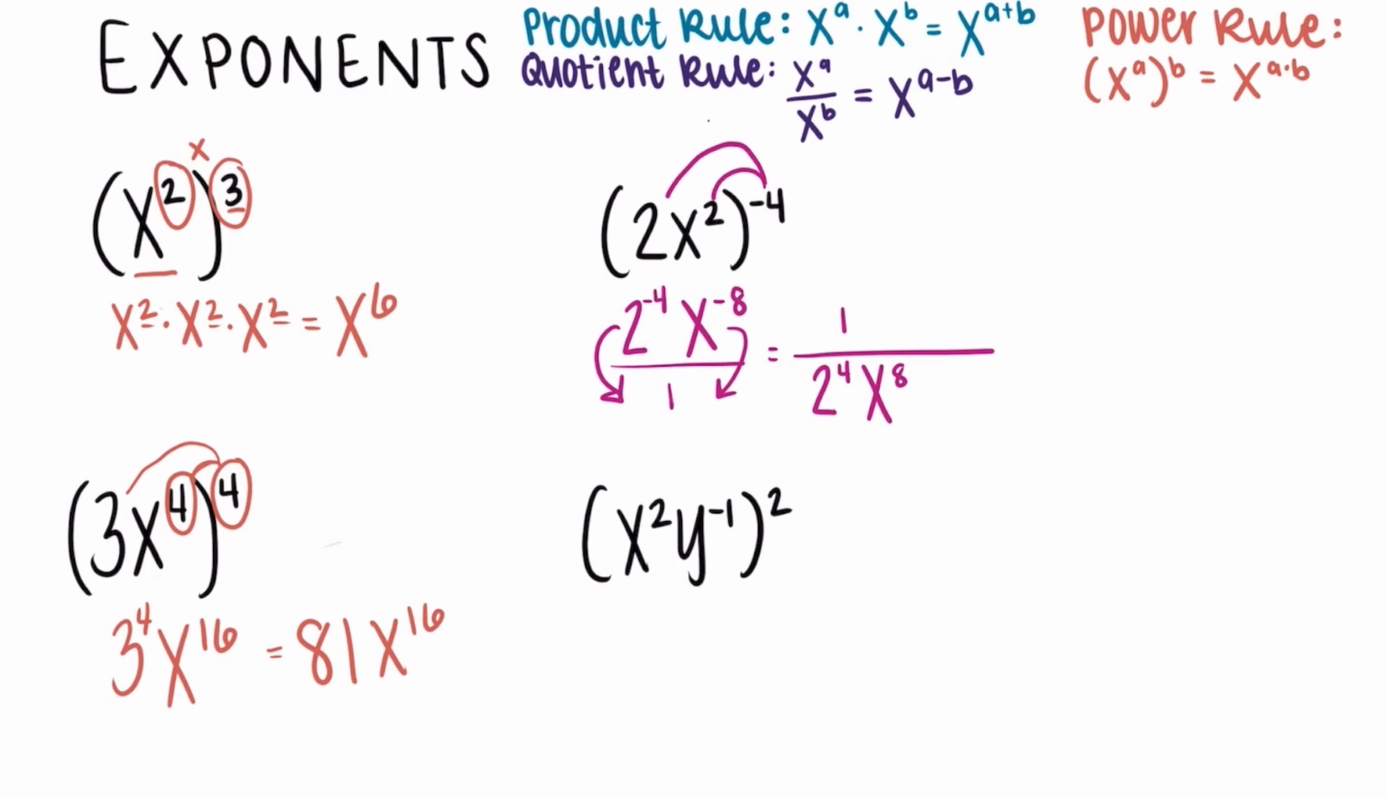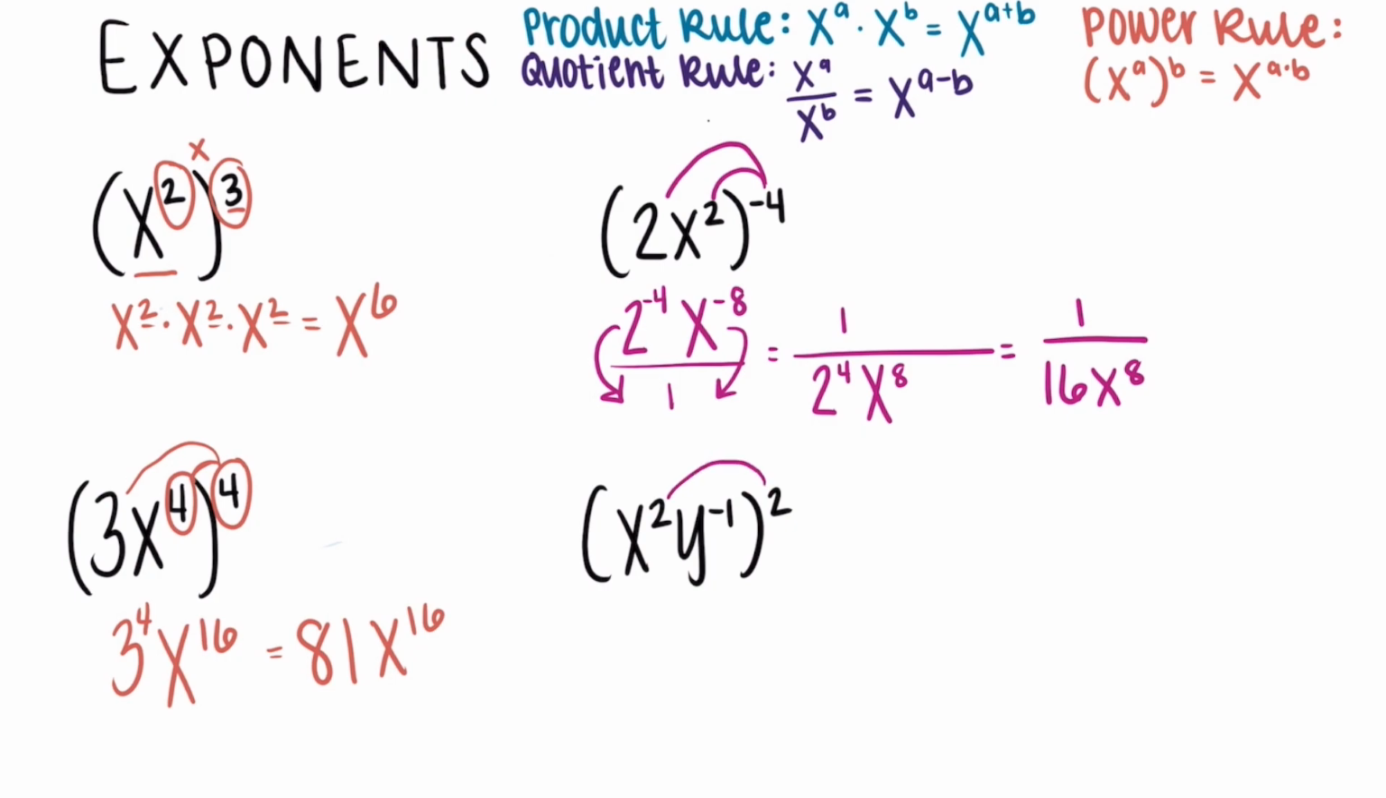Now I can multiply this out, right? We already know what 2 to the 4th is. 2 times 2 is 4, times 2 is 8, times 2 is 16. So we have 1/16. You could also have that as a decimal if you want. And then we have that x to the 8th on the bottom to get rid of those negative exponents.